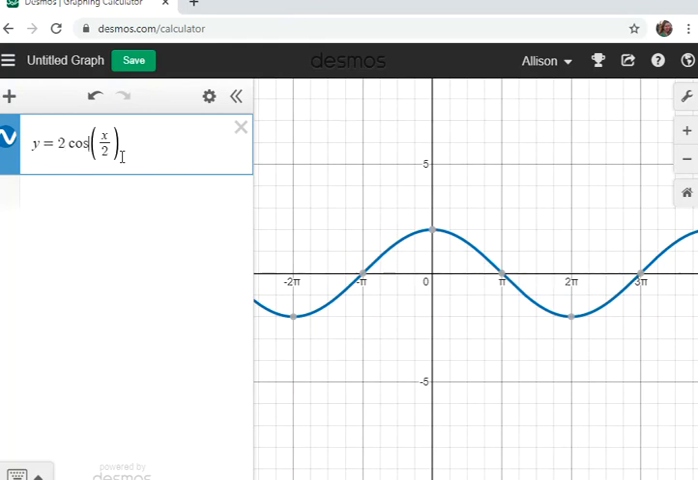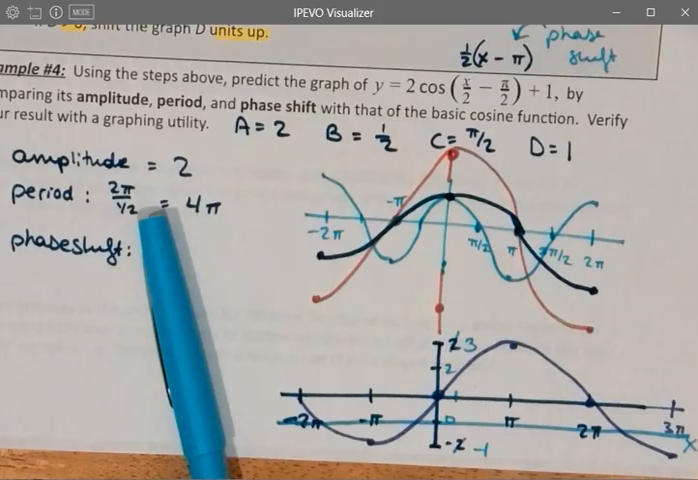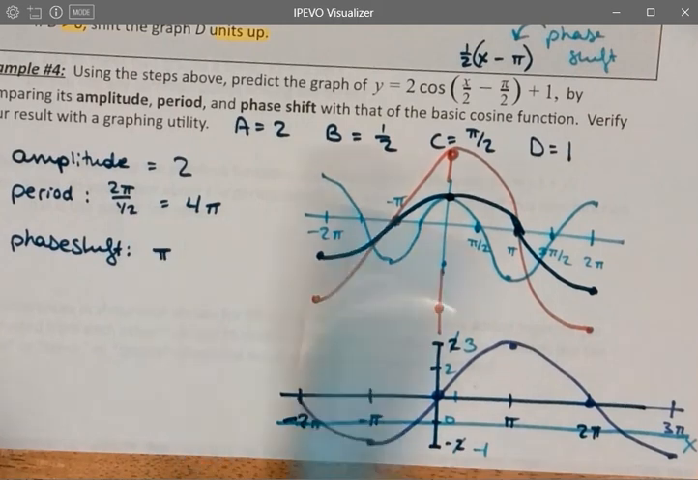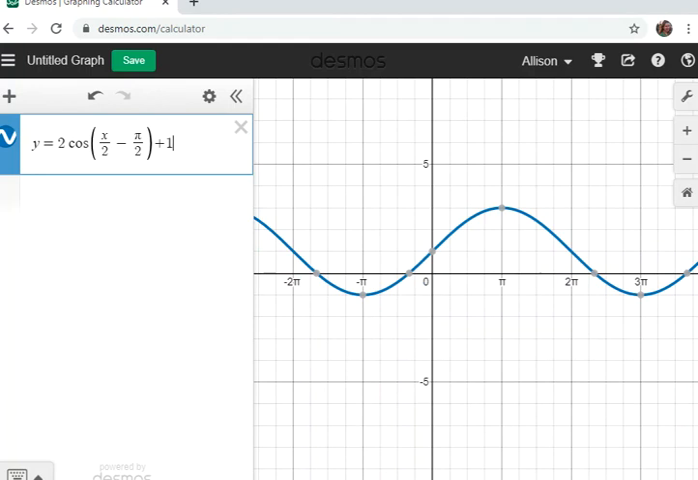Then the next thing we did is the phase shift. So in the original, we had it written unfactored as minus pi halves. So in my purple graph right here, that's what we have right now showing. And then we are going to shift it up 1. And so there we go.